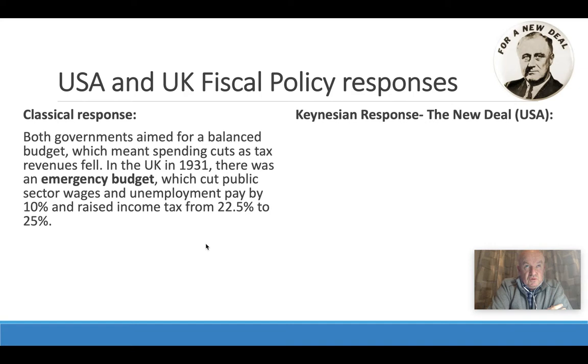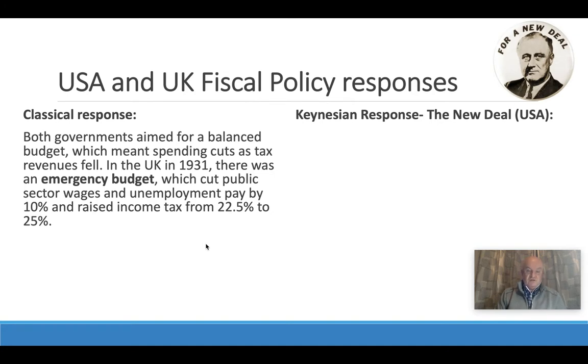So trying to make sure that borrowing and tax revenue were matched up, so that neither a deficit nor a surplus was being achieved. And in essence, to try and achieve that balanced budget, both governments introduced spending cuts as tax revenues started to fall. And in 1931, in the UK, there was an emergency budget which cut public sector wages and unemployment pay by 10%, just like that, and raised income tax from 22.5% to 25%.